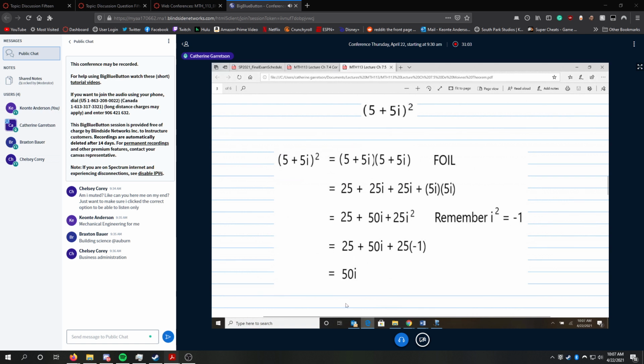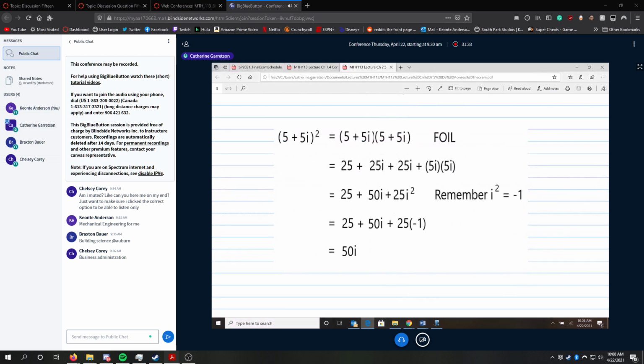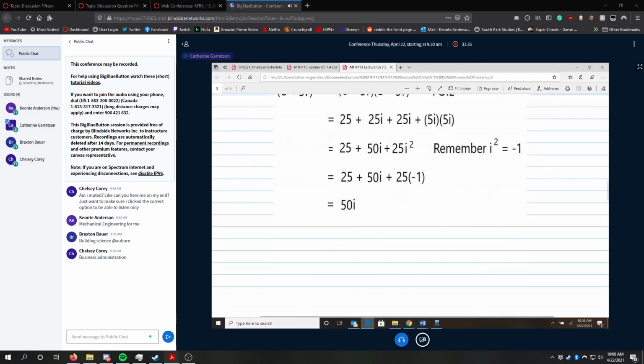And it's not unusual with these that you end up getting something simple, like just a number or 50i. So in the 2 examples that we did when we FOILed it, we ended up with still 2 terms in our complex number. But a lot of times it's not unusual to end up with just a constant or just the imaginary part. It happens. So don't think you did something wrong if that happens.